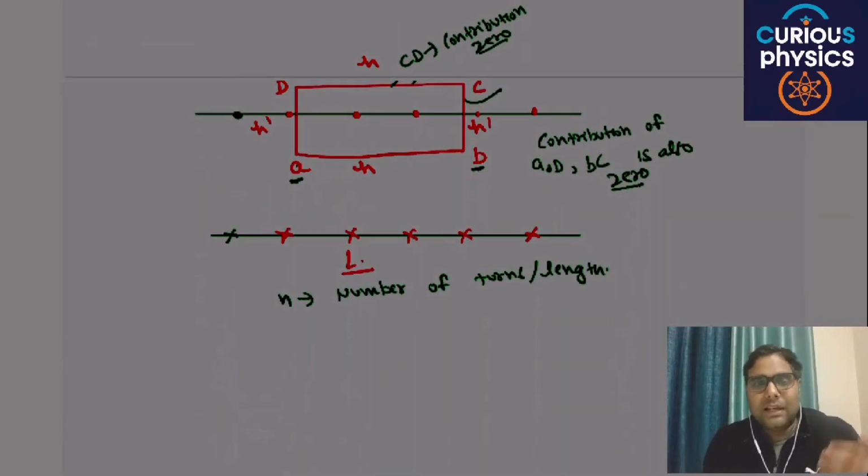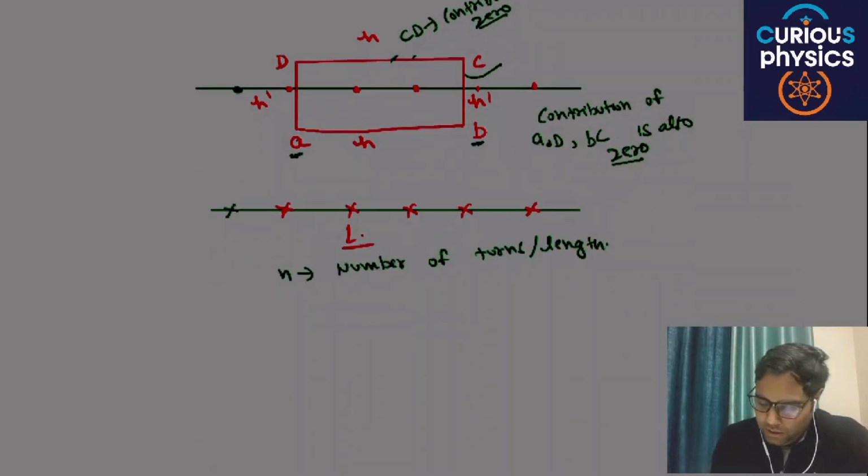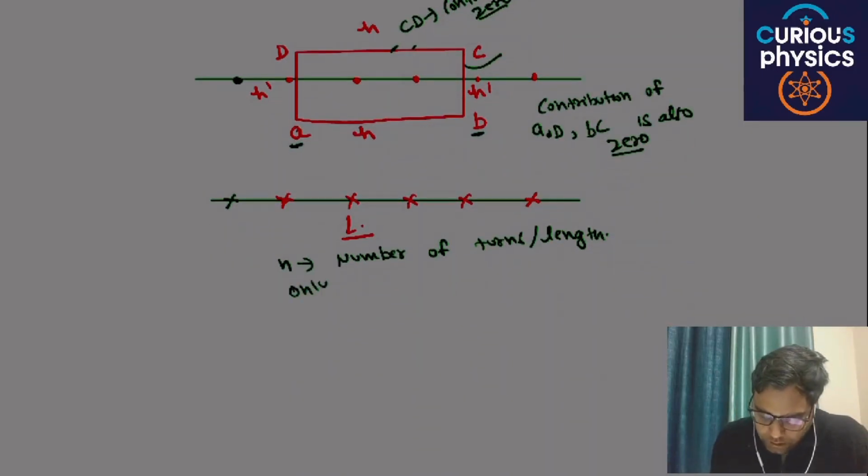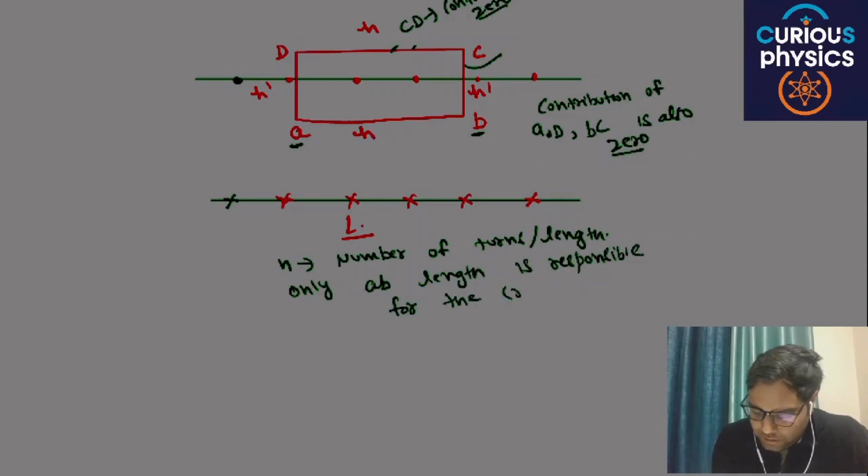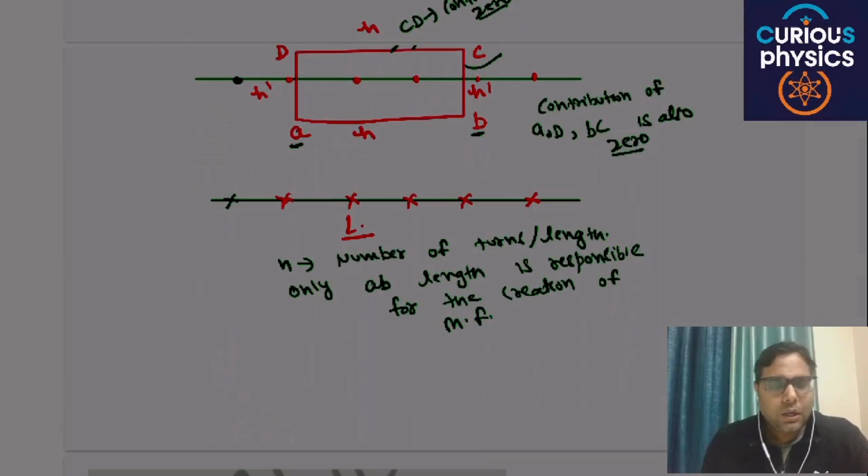So the magnetic field will be only by this AB. Only AB, the part of this loop, is responsible for the creation of magnetic field. Only the AB length is responsible for the creation of magnetic field. Are you able to understand my point or not?